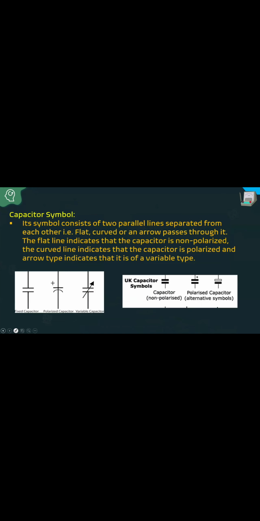Next we will see the different symbols of capacitors. The symbol consists of two parallel lines separated from each other. This is the fixed capacitor. If you represent it like this, it is a polarized capacitor. If you represent it like this, it is a variable capacitor. A flat, curved line or an arrow passes through it. The flat line indicates a non-polarized capacitor, the curved line indicates a polarized capacitor, and the arrow indicates a variable type capacitor.